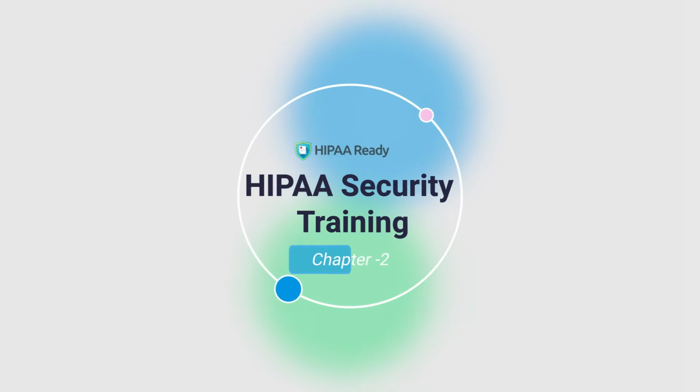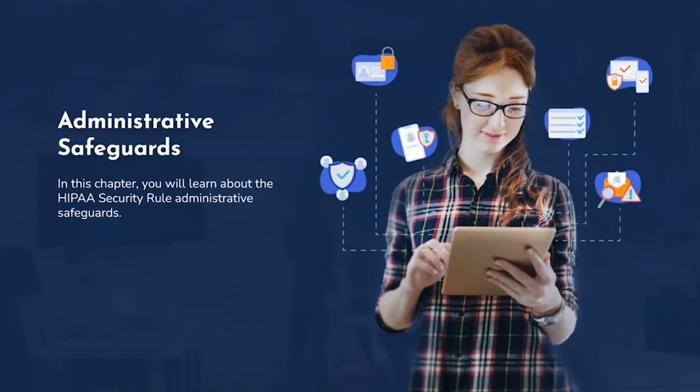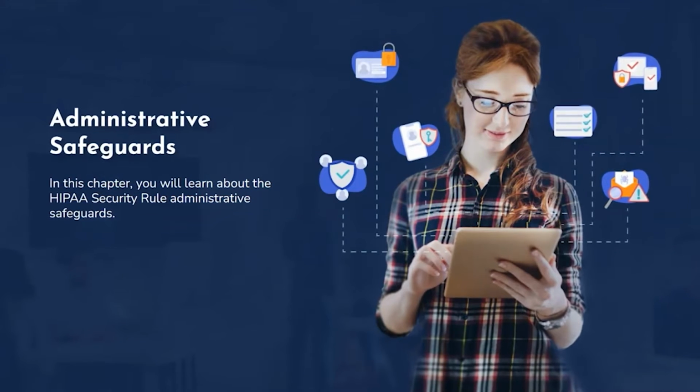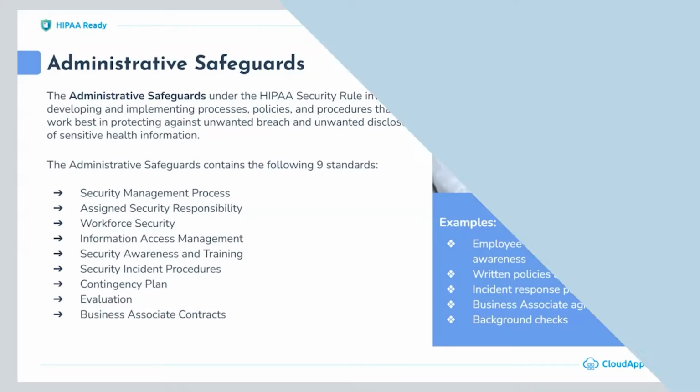Welcome to Chapter 2 of HIPAA Security Rule. In this chapter, you will learn about the HIPAA Security Rule Administrative Safeguards.